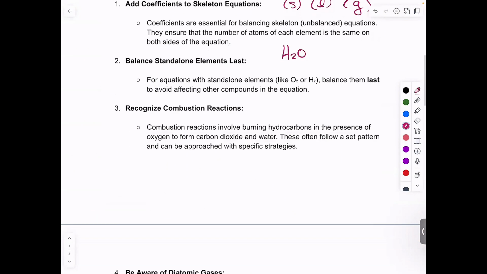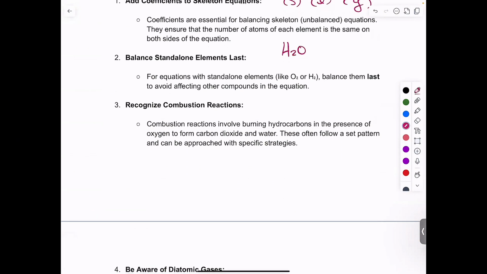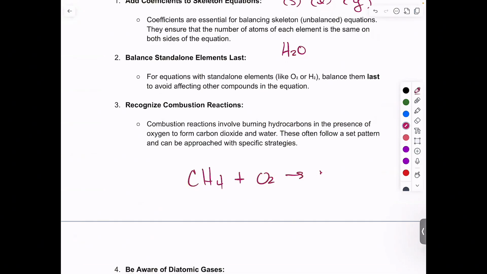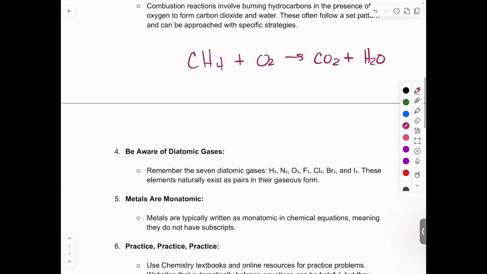Recognizing combustion reactions. So I had a video earlier where we talk about burning methane in the presence of oxygen. I'll write that here to get CO2 and water. And there are specific steps, I shouldn't say specific, but they're recommended in order to get to the right balanced aspect of that particular type of reaction.